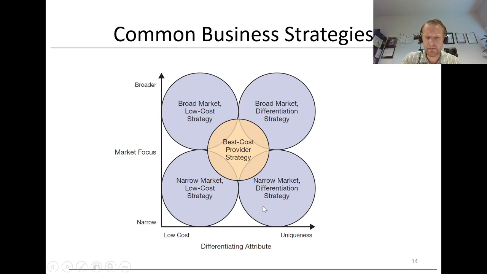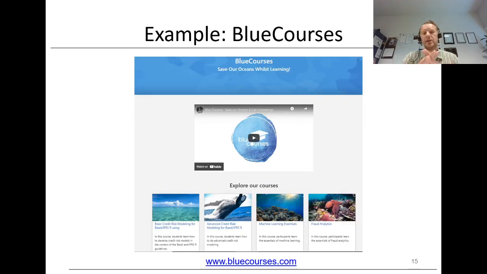Narrow market differentiation strategy: here you want your product to be unique and you're focusing on a narrow market. Here you can have brands such as Rolex, Porsche, and so on. I also have other types of business strategies which are low cost and narrow, and unique and broader. In fact, I have my own company, which I started a few years ago. It's an online digital course providing platform.